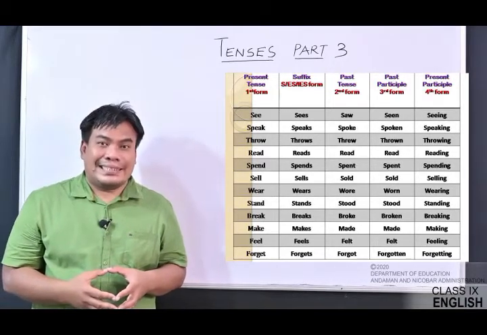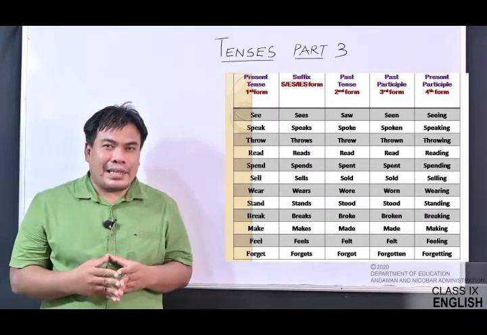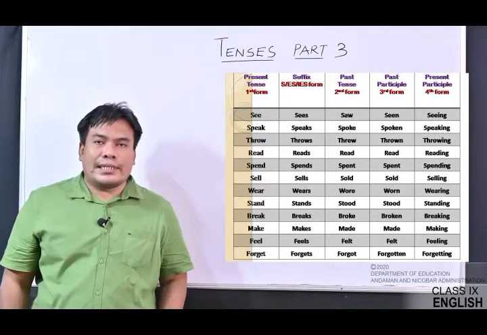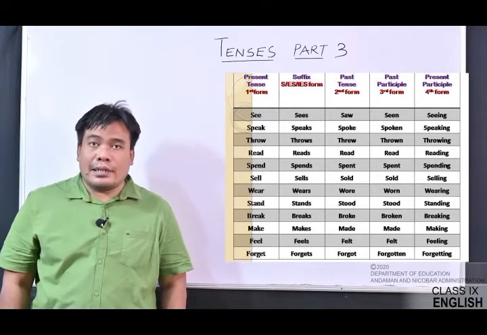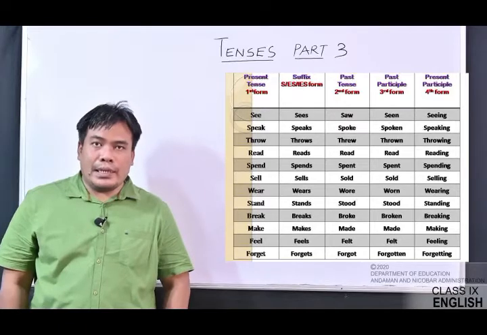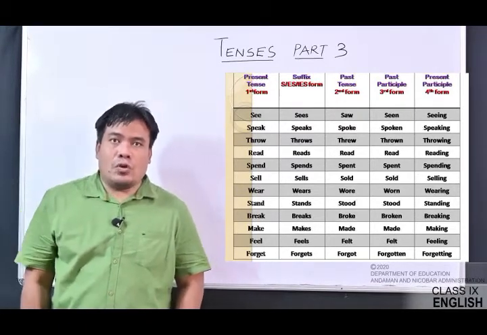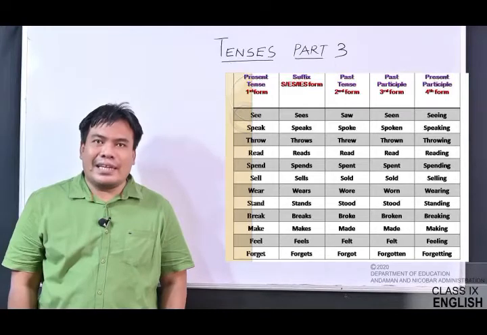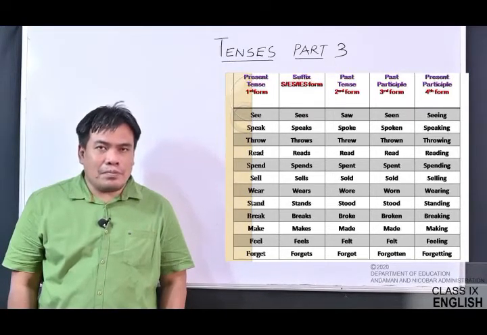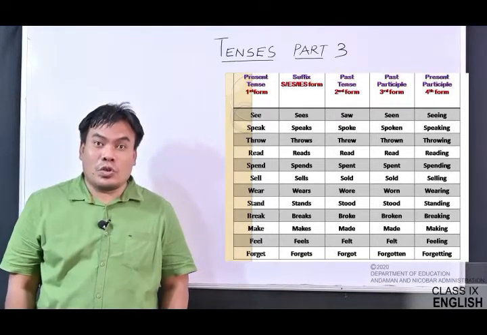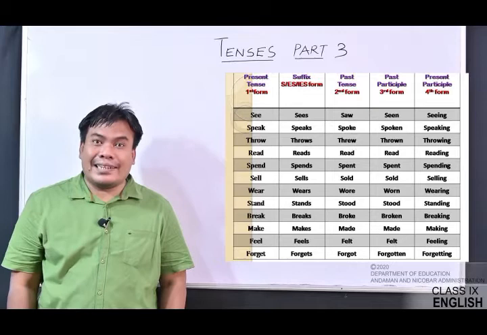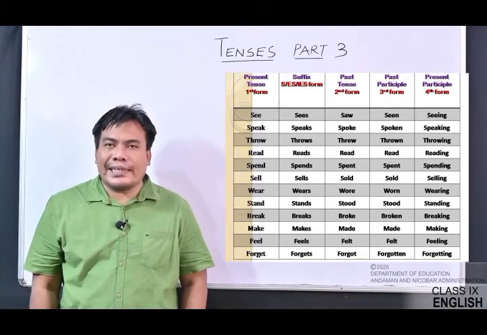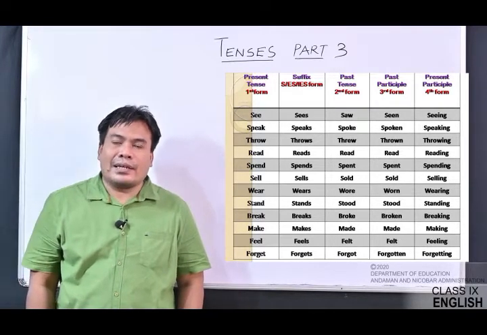So the first one for you: see. What is the S form for that? That was the assignment I gave you last time in tenses part 2. You were supposed to write the forms of the words which are given. So what could be the S form of the term see? Sees, S-E-E-S, sees. Second form? Saw, S-A-W, saw. Third form? Seen, S-E-E-N, seen. And the ing form, that is the present participle, seeing, S-E-E-I-N-G, seeing.